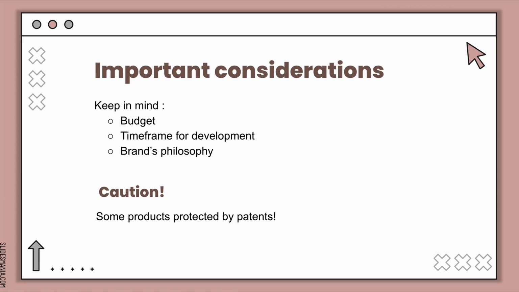When reverse engineering a product for a client, it's important to keep in mind budget and time frame for development, but also the brand's philosophy, especially if there are some ingredients that are to be avoided. It's very important to keep in mind that there are products that are protected by patents, so a word of caution on that aspect.